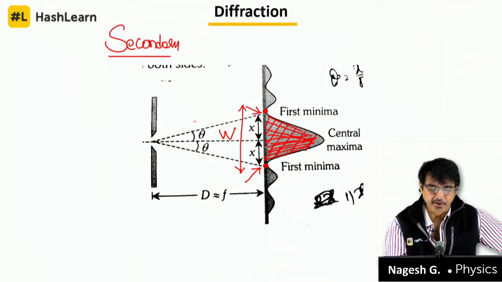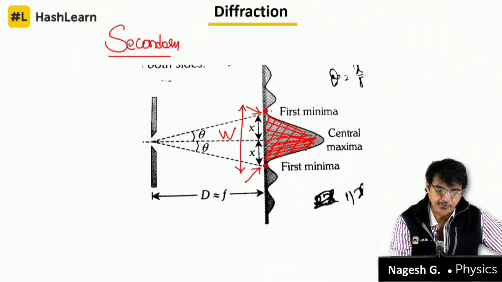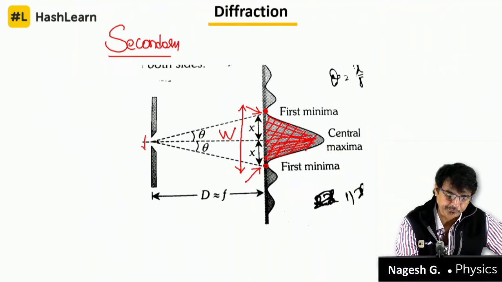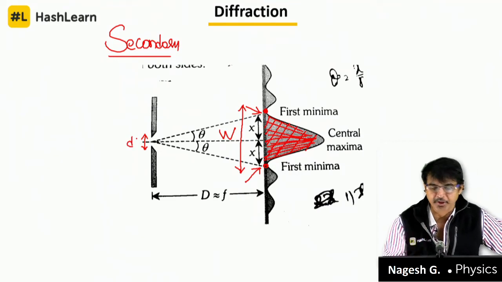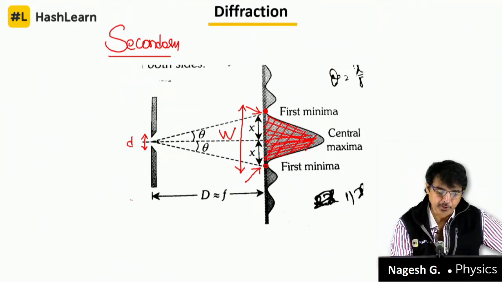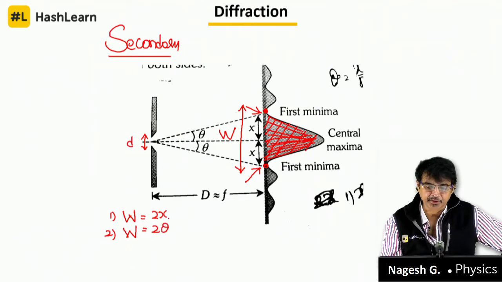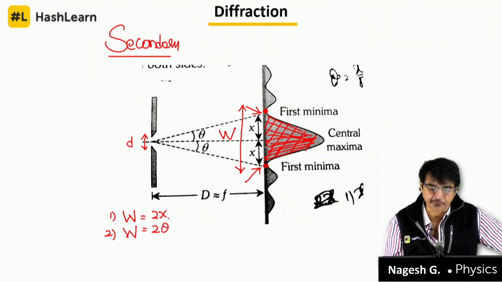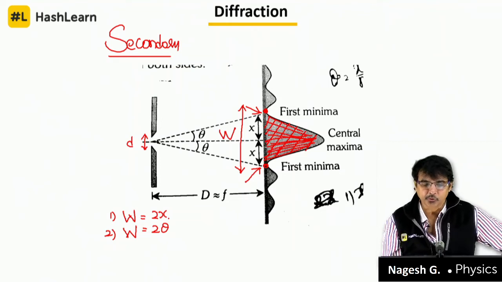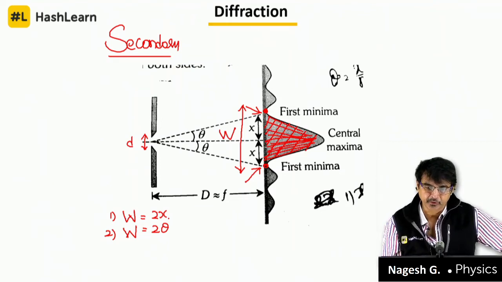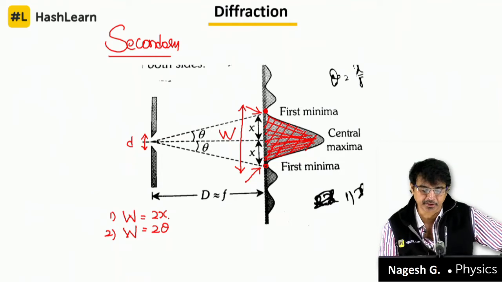And theta is the angle made with respect to this. We know that the slit width is equal to small d. The width W is defined as 2x. Linear width is equal to 2x, and angular width is equal to 2 theta. So if you know the value of x, if you double it, you will get the linear width.